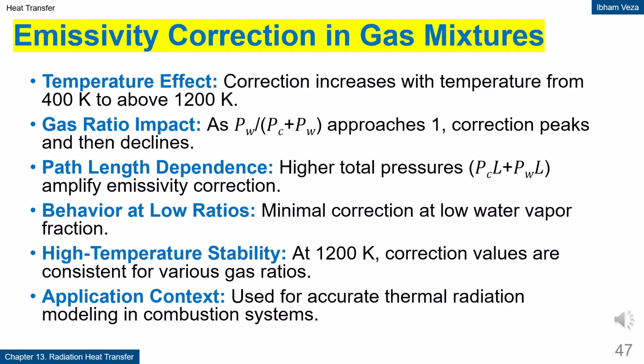Emissivity correction in gas mixtures. In gas mixtures, emissivity correction is influenced by gas composition ratio and temperature. When the water-vapor fraction increases, the radiation contribution also increases up to a certain point. Total pressure and path length strengthen this effect. At high temperatures, the correction values tend to become more stable. This is very important in real combustion gas analysis.